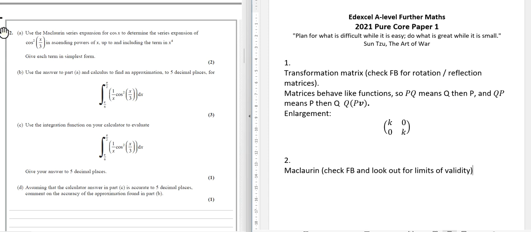It says we can make use of the expansion for cos to determine the expansion for cos squared of x over 3. So we're going to need to do some combination of things. We need terms up to x to the 4. We could square cos of x over 3, or the expansion of cos of x over 3.